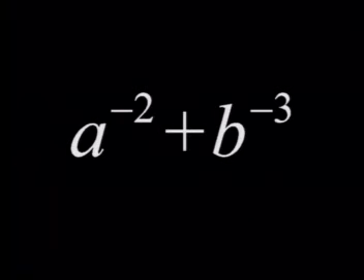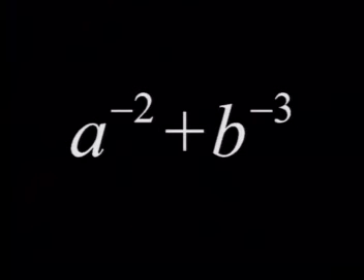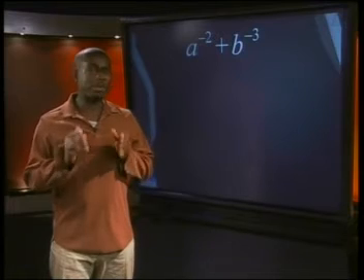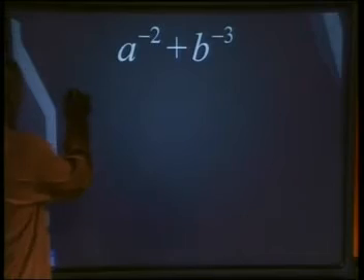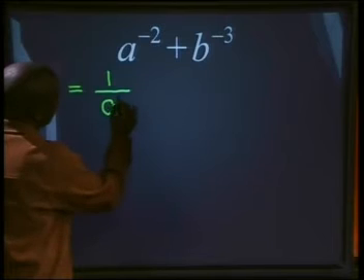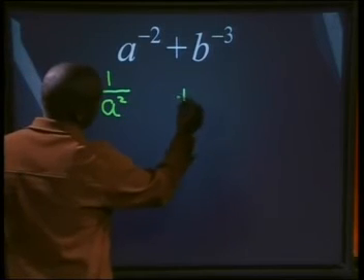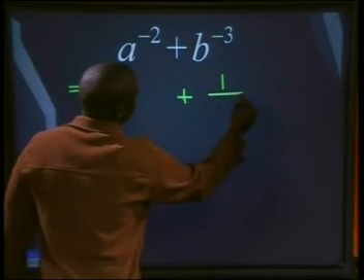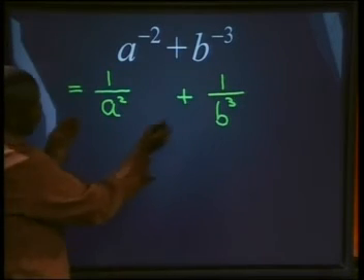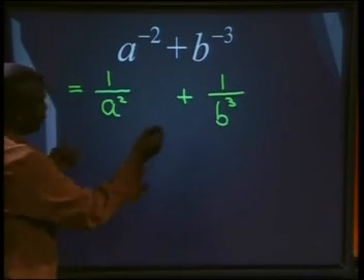But this one is a little different. A to the power minus 2 plus b to the power minus 3. Do you recognize that there are 2 terms here? To simplify this, we treat each term separately. So in this case, we'll have 1 over a to the power 2 plus 1 over b to the power 3. We need to find a lowest common denominator between the two.